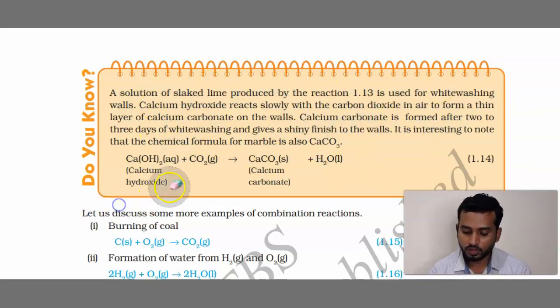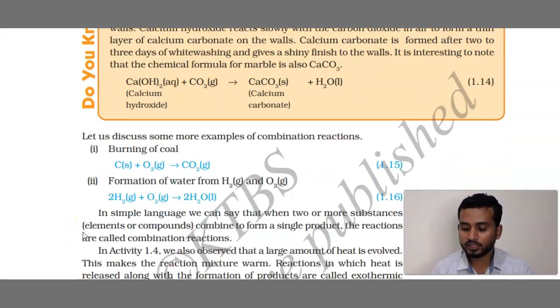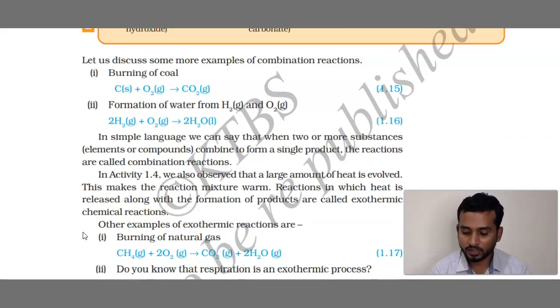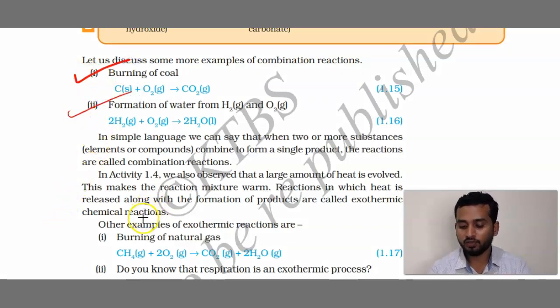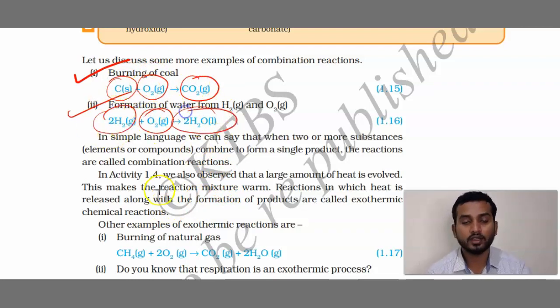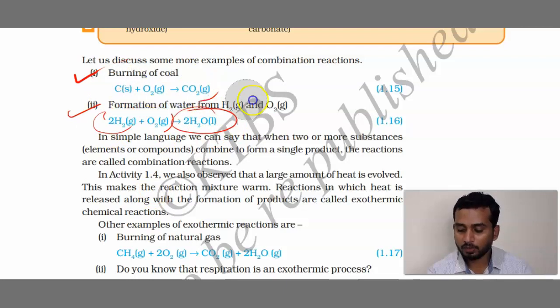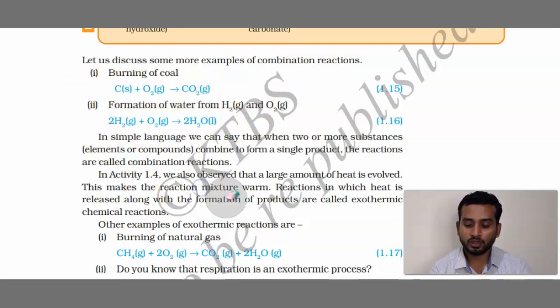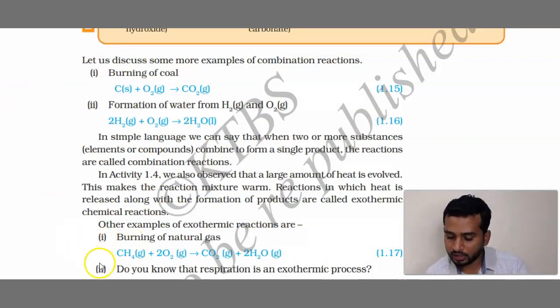Now here we can see the next. Let us discuss some more examples of combination reaction. Even these examples are important. First is burning of coal and formation of water. See, this is A and this is B, it gives AB. Just remember like this: A plus B gives AB. That's nothing but a combination reaction. Carbon plus oxygen gives carbon dioxide. Hydrogen plus oxygen gives water. Got it? Okay. Next, another examples.